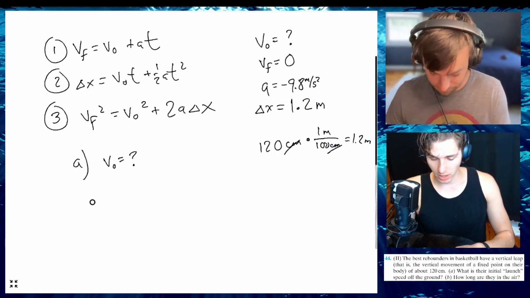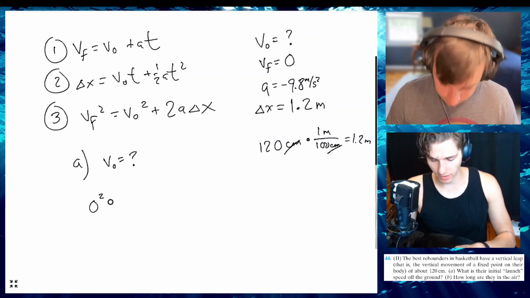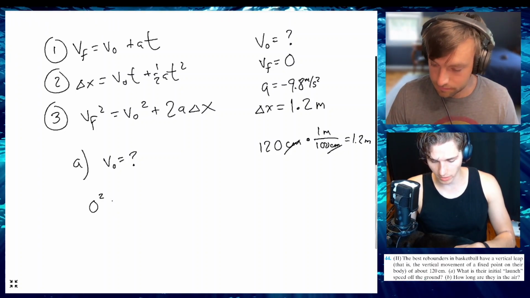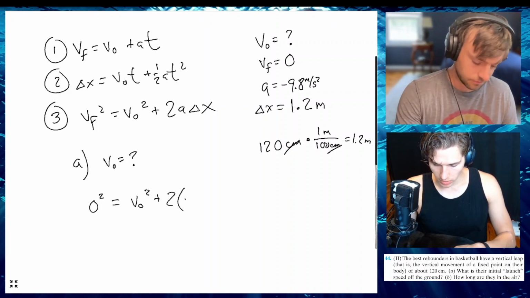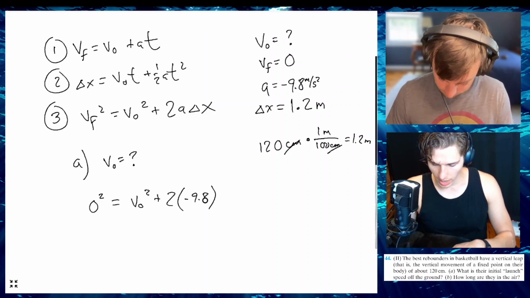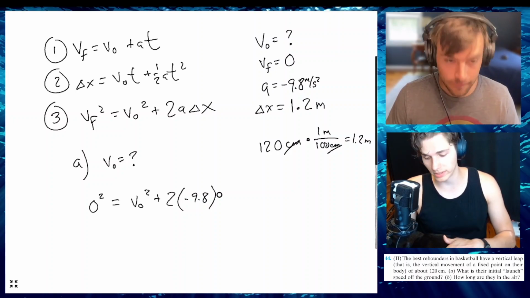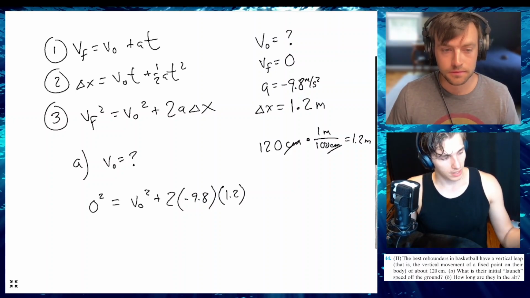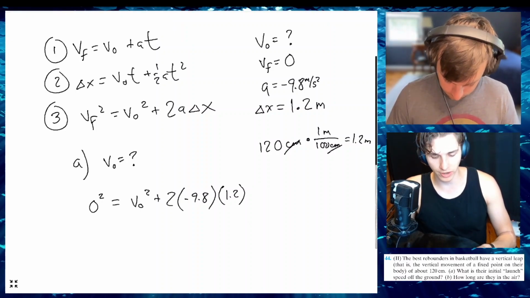Perfect. I'm going to start plugging things in. You can go ahead and do it at the same time. So we have 0 squared for V final equals, we don't know V initial, plus 2 times negative 9.8, and then delta X we know is 1.2 because it's going up 1.2 meters. I'm going to get out my calculator and begin simplifying this. Let me know what you get for your answer.